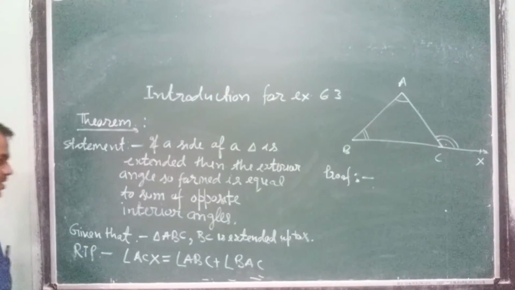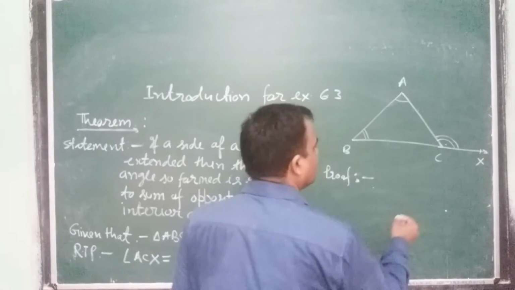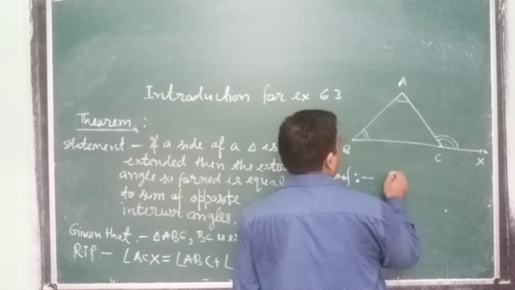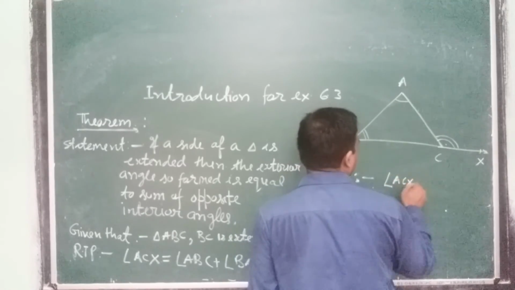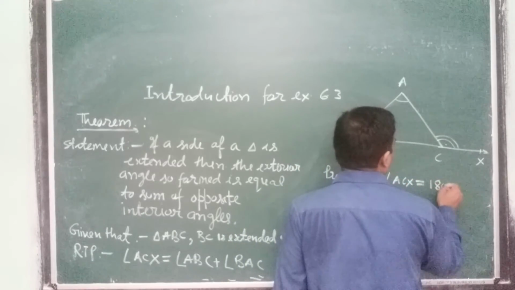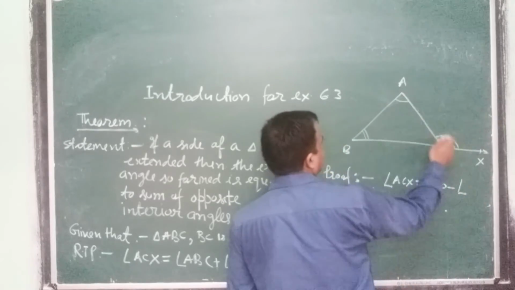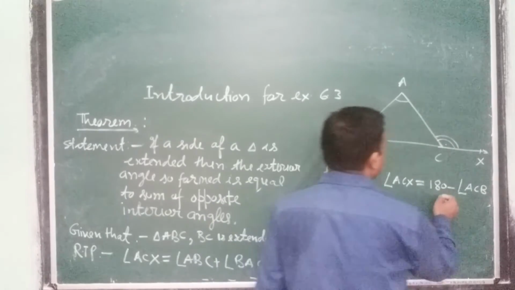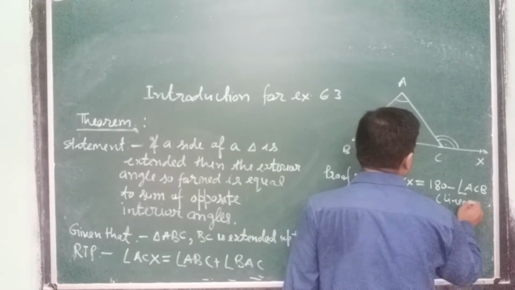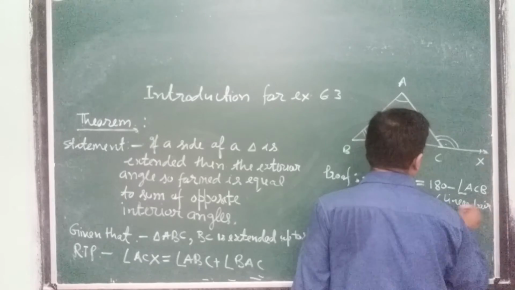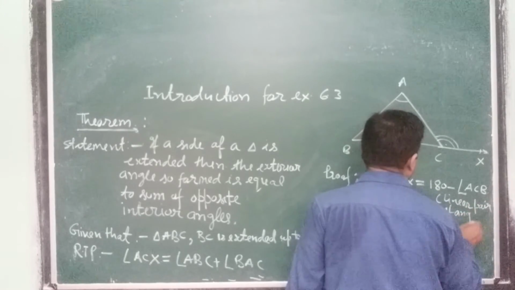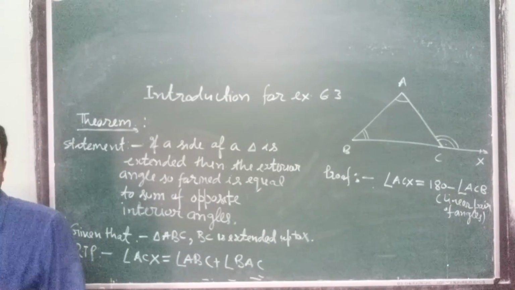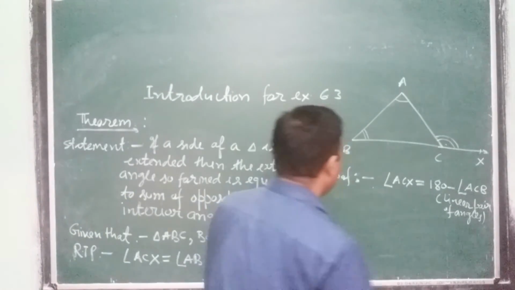So first of all, look at this. Angle ACX equals 180 minus angle ACB. Why? Linear pair of angles. The reason is linear pair of angles. Okay, this is linear pair of angles.